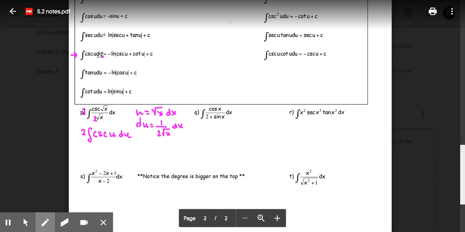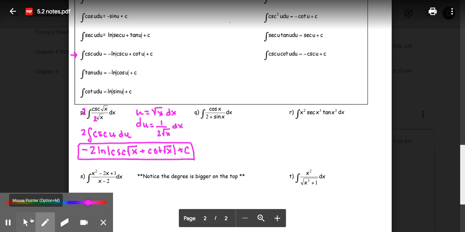All right, and cosecant of u integrates to negative natural log of the absolute value of cosecant of u, plug your u back in, plus cotangent of u, which is root x, plus c. And there's your answer for part A.